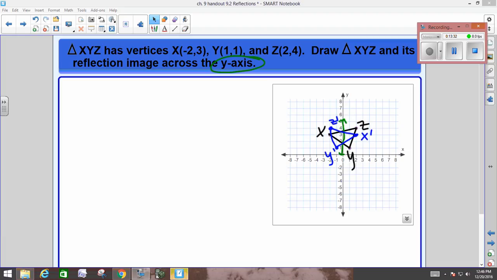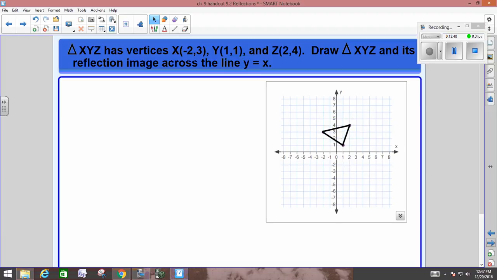Questions on that one? That one's a little goofy. You'll have a couple of those on your assignment. 2 more. Top of the next slide. You're going to take that same triangle, XYZ, and you're going to reflect it across the line Y equals X. Remember, that's your perfect diagonal that hits 0, 0, 1, 1, 2, 2, 3, 3.